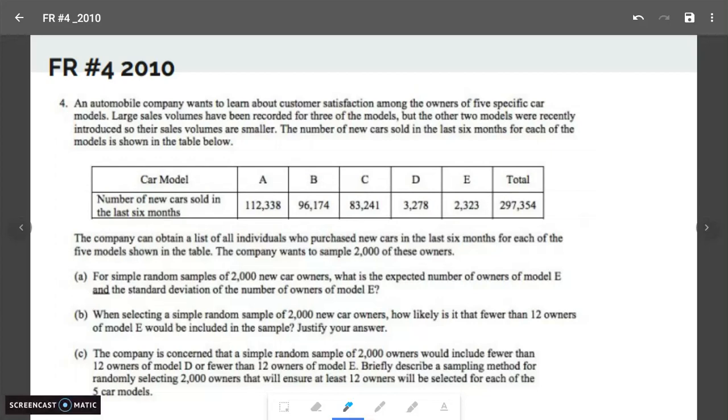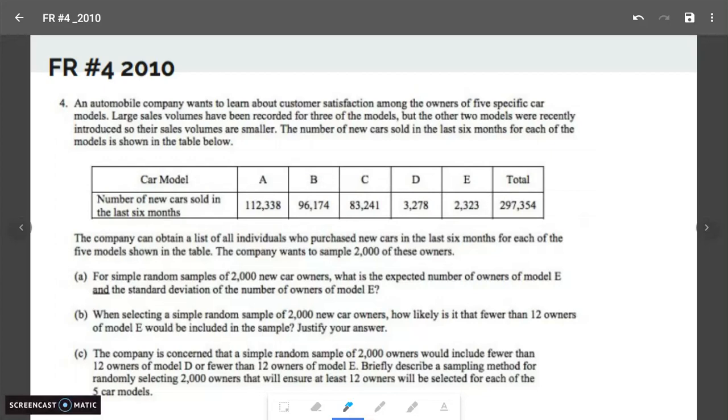Now within this population we have 3 parts to the question. For the first part, if we had a simple random sample of 2,000 new car owners, what would the expected number of owners of Model E and the standard deviation for that same model be? For part B, when selecting a simple random sample of 2,000 new car owners, how likely is it that fewer than 12 owners of Model E would be included in the sample? And for part C, the company is concerned that a simple random sample of 2,000 owners would include fewer than 12 for both D and E. We briefly want to describe a sampling method that could randomly select those 2,000 and ensure we would still have at least 12 from both categories.